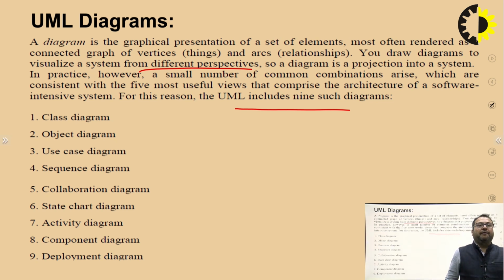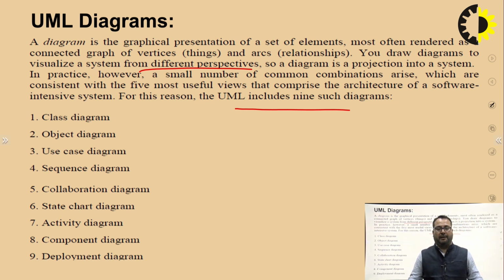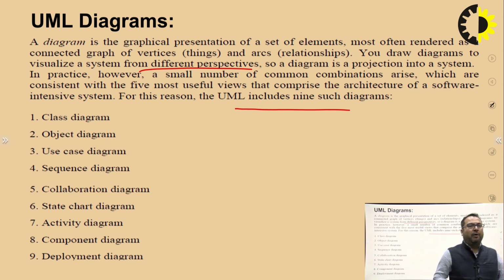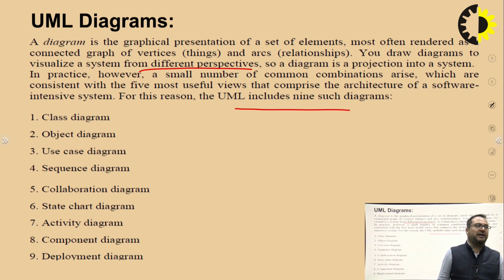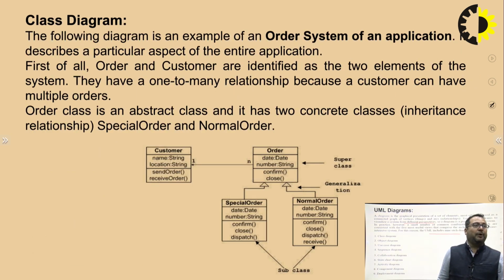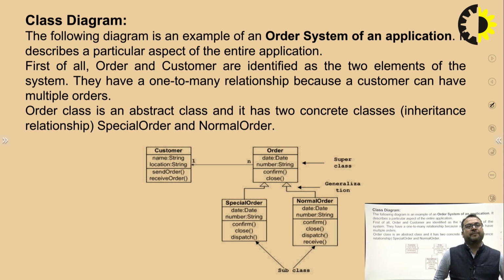So we will see first how these diagrams could be drawn and how they are represented in UML. There is a standard way to represent the class diagram, object diagram, up to the deployment diagram. So that we will see.